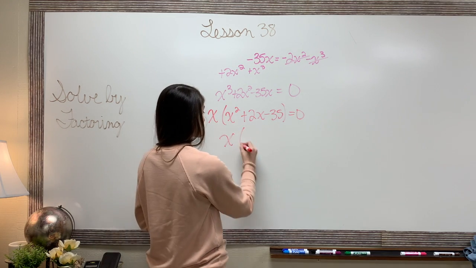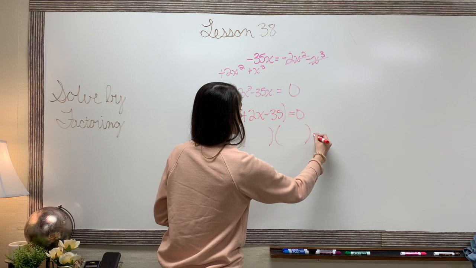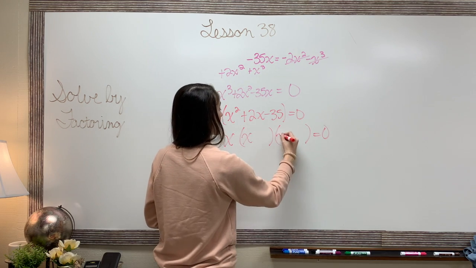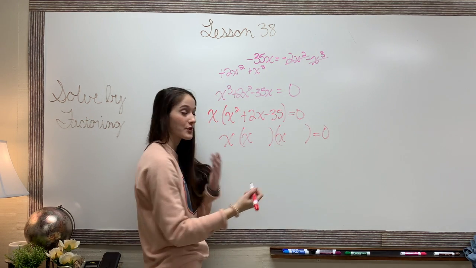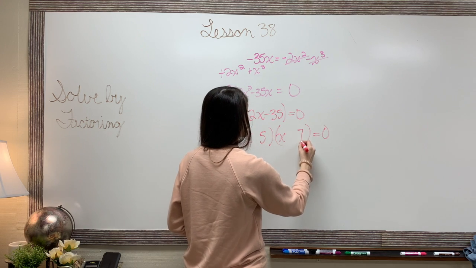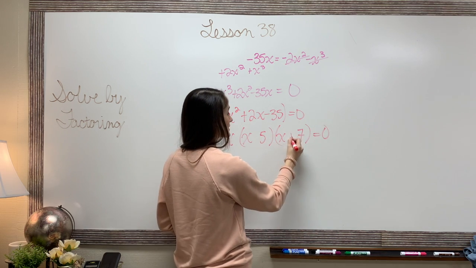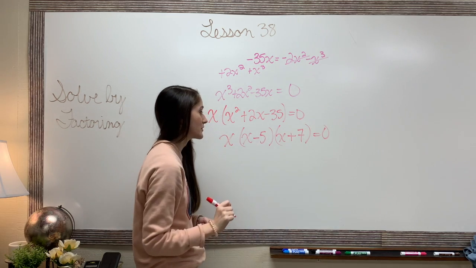So x times, and then we have x times x for 35. We're going to go with 5 and 7. And since 2 is positive, 7 will be positive and 5 will be negative.